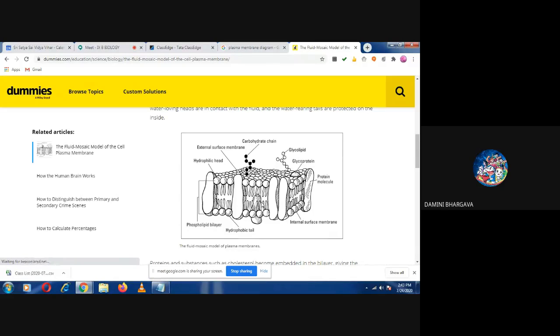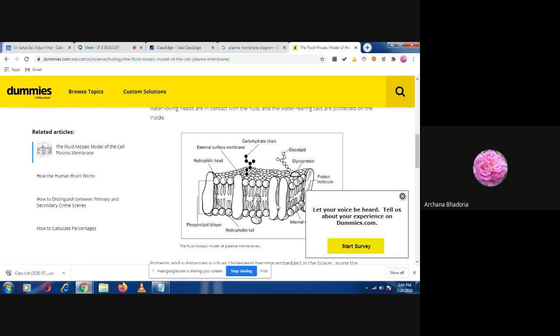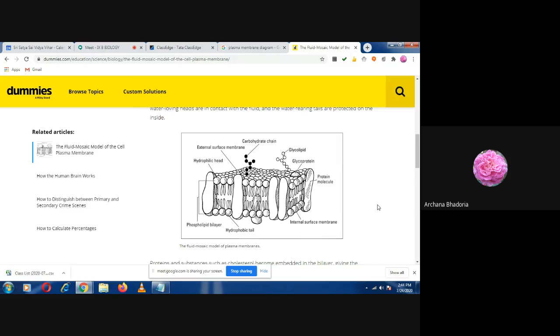This is the lipid, and which structure we call it? Fluid mosaic model of plasma membrane. So this is the most accepted structure of the cell membrane. And what is it called? Fluid mosaic model. फ्लूइड मोजाइक याद रखो क्योंकि लिपिड इज अ फ्लूइड.